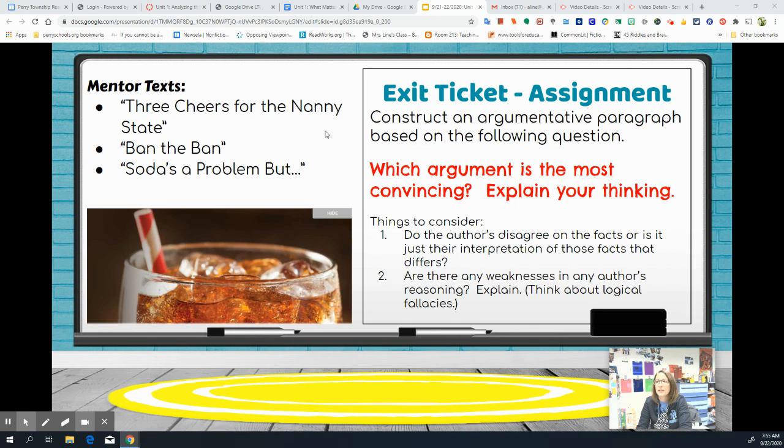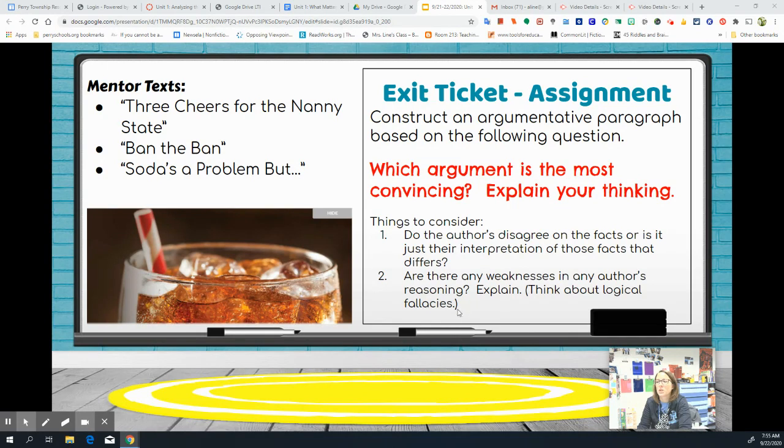All right, and finally here we are at your exit ticket, your assignment. So remember, we're using all three texts: "3 Cheers for the Nanny State," "Ban the Ban," and "Soda Is a Problem, But..." You are going to construct an argumentative paragraph based on the following question, which is here in red. Which argument is the most convincing, and explain your thinking?